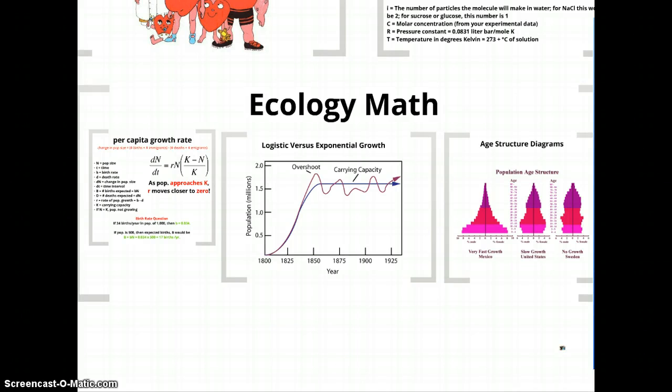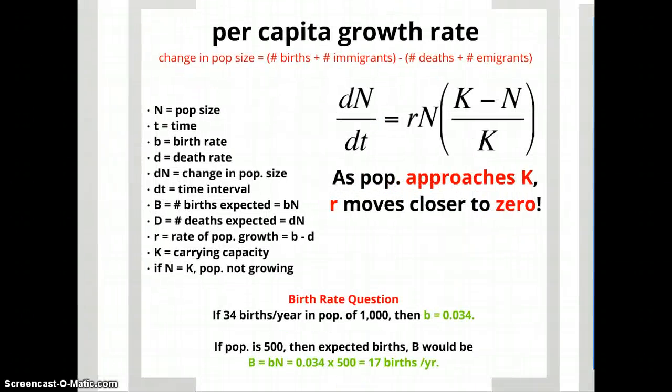Okay, ideas related to ecology. Now, when you're looking at per capita growth rate, things to pay attention to. N is the size of the population. Just think N and number, okay? T is time. Now, B and D are birth and death rate. Now, these rates can be calculated fairly easily.